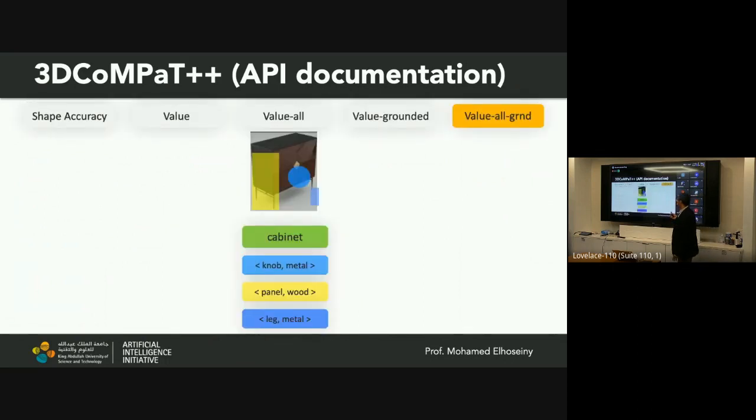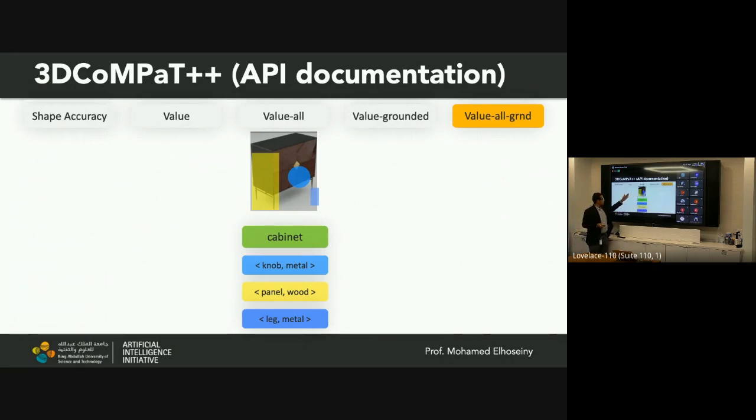This task is, given a 3D model, you are provided the 3D information. You could also provide, in addition to that, some views. The shape accuracy is predicting the shape correctly. If you predict incorrectly, you get 0 score for that example. If you predict it correctly, then you compute the rest of the metrics.